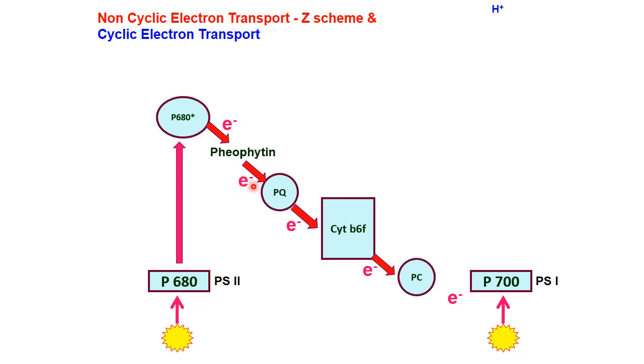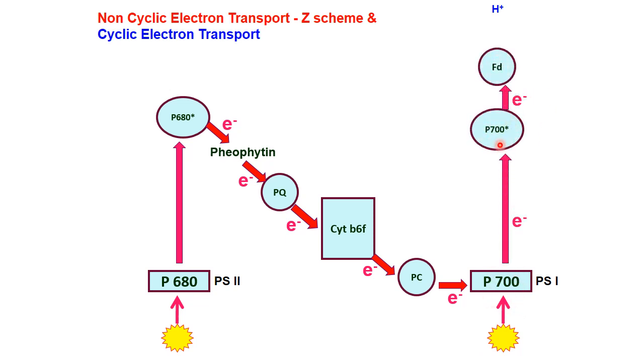Later on, this electron reaches plastoquinone and cytochrome b6f complex and at last plastocyanin. Then it goes to PS1. Due to this electron and light energy, PS1 gets excited and reaches the excited state, and again electrons are released. These electrons reach ferredoxin, and at last it reduces NADP plus to NADPH. Here hydrogen is added, so a reduction process is taking place.